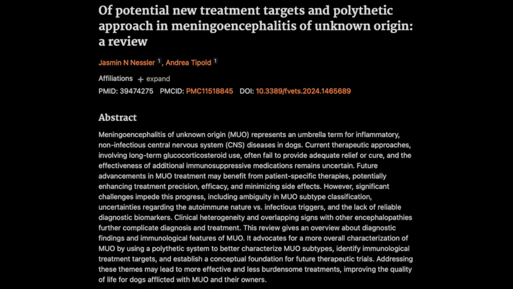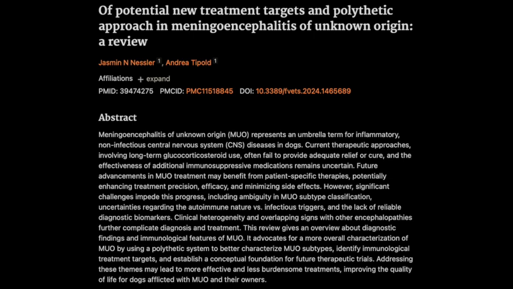What is MUO? MUO is an umbrella term for inflammatory non-infectious diseases of the central nervous system in dogs. It can occur in cats too, but it's much less frequent. This paper really pushes on the fact that there are a lot of different subtypes of MUO, and that maybe the way we've traditionally classified them is too simplistic. This paper talks about how back in the 1960s, GME was thought to be a tumor.